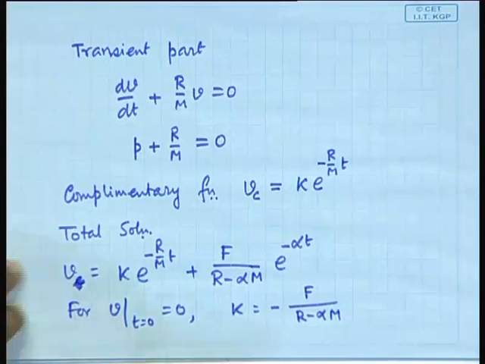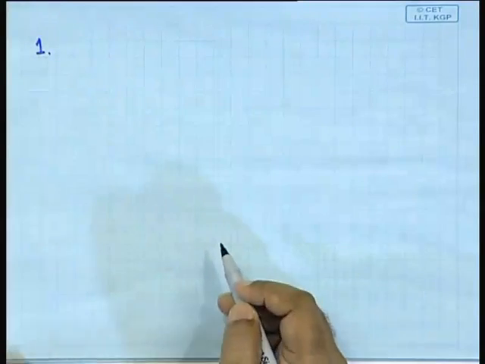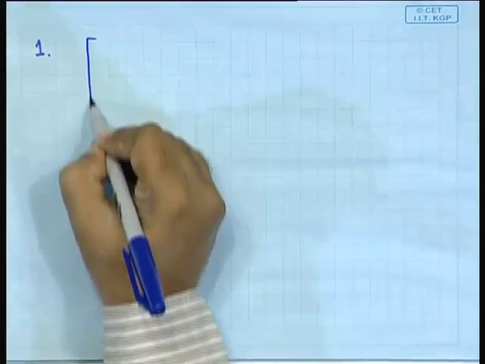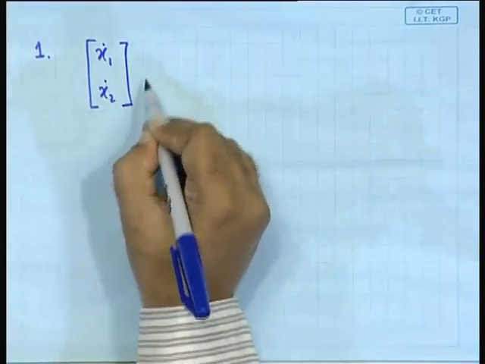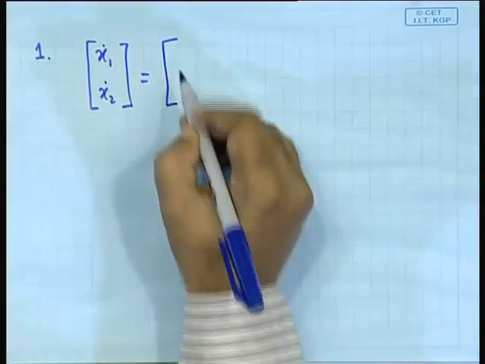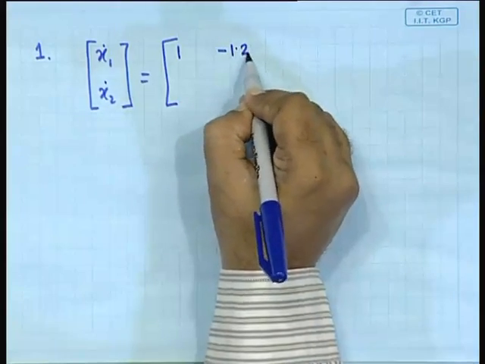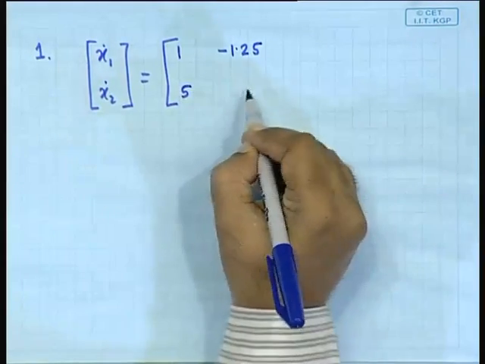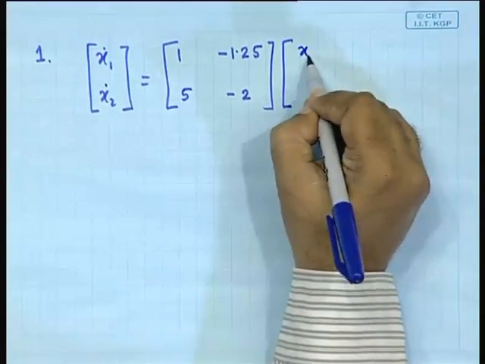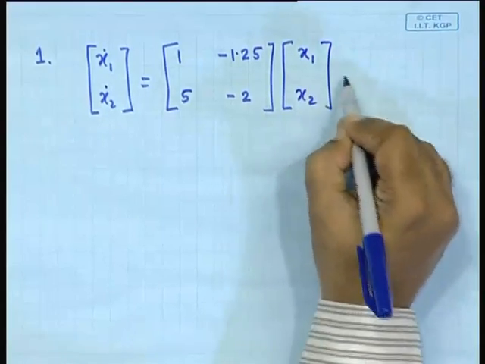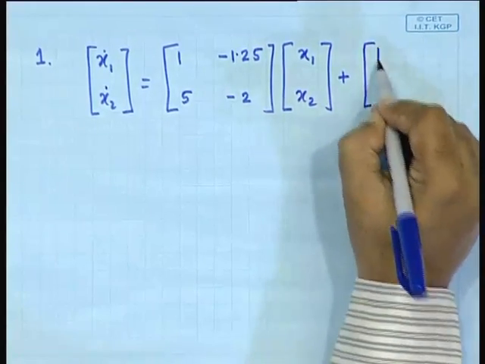Fine. Okay. Now, I will give you some problems to solve in the next class. Some of them I will try to illustrate. Problem 1. The equation is x1 dot, x2 dot equal to the matrix [1, minus 1.25; 5, minus 2] times x1, x2, plus [1; 0].